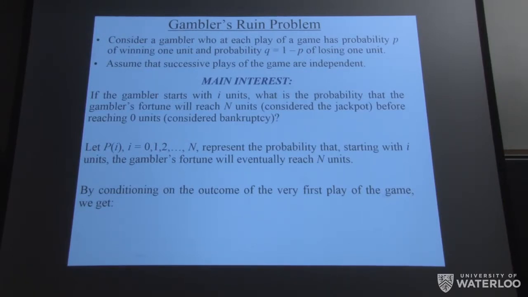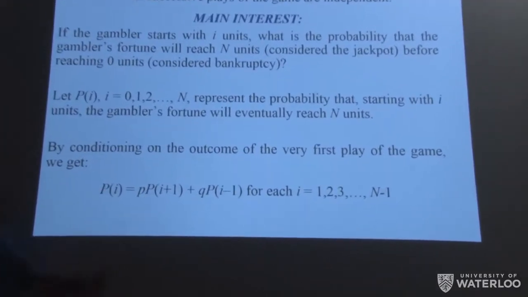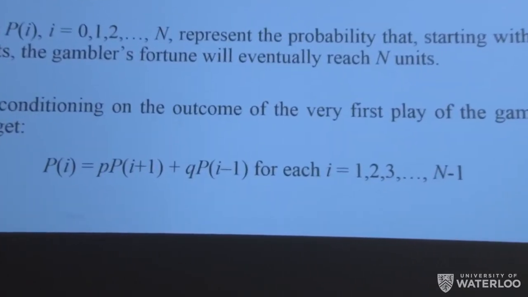So what we would typically do as a way to get started with this problem is we would condition on the outcome of the very first game. We're either going to win or we're going to lose a unit. Okay? So using the law of total probability, we can write that P sub I, on the one hand, if we do win, then our units are going to increase from I to I plus 1.